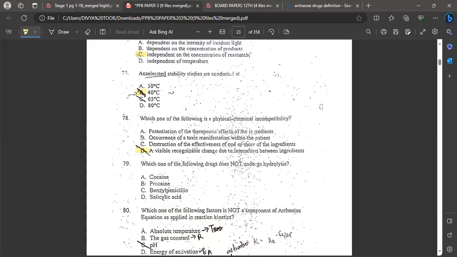Which of the following drugs does not undergo hydrolysis? There is cocaine, procaine, benzyl penicillin, and salicylic acid. So I'm saying drugs that undergo hydrolysis are, oh, never mind. It's not.